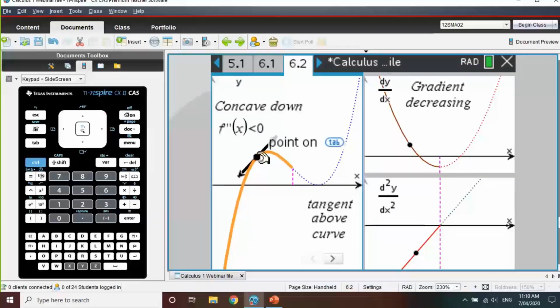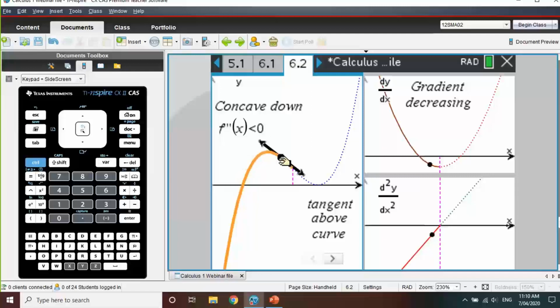So as we vary our points, we can see that our second derivative is always negative along here. What's also interesting is that for our gradient at this part of the graph, it's actually a decreasing function. And also a nice little beauty to finish off with is that the tangent anywhere along this section of the graph is always above our curve, which is a neat little fact.